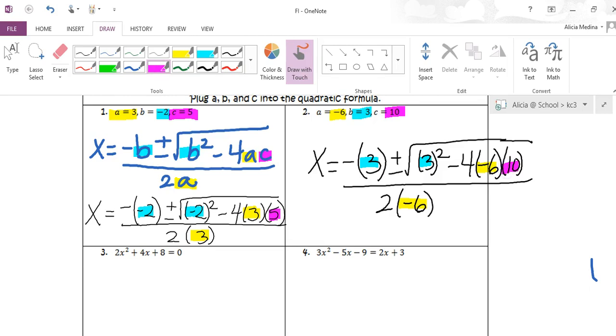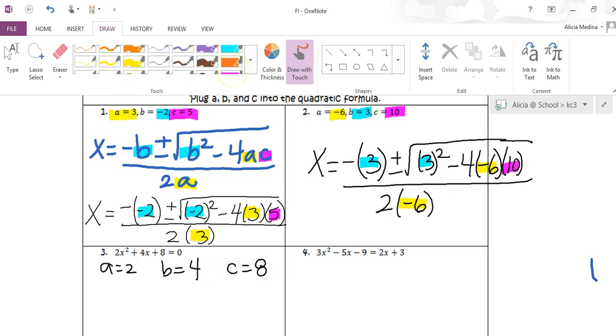Alright, looking at number 3, check to make sure it's in standard form. It is, so let's identify our a, b, and c. So a is going to be 2, b is going to equal 4, and c is going to equal 8. The reason why I can identify those right away is because it's already in standard form.